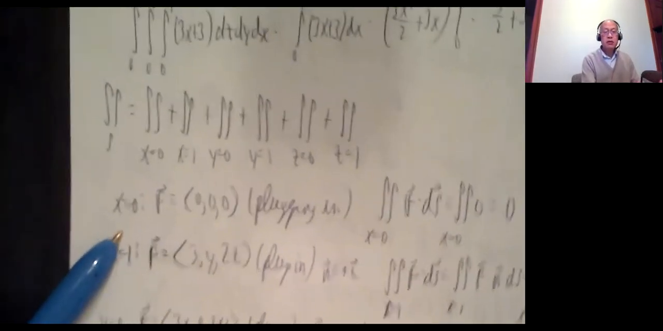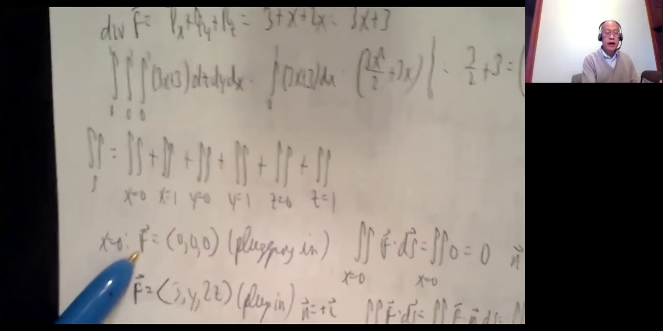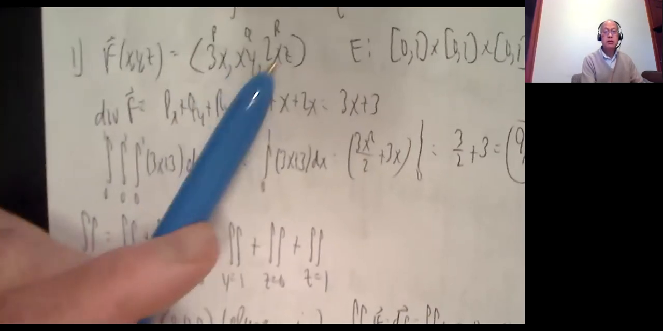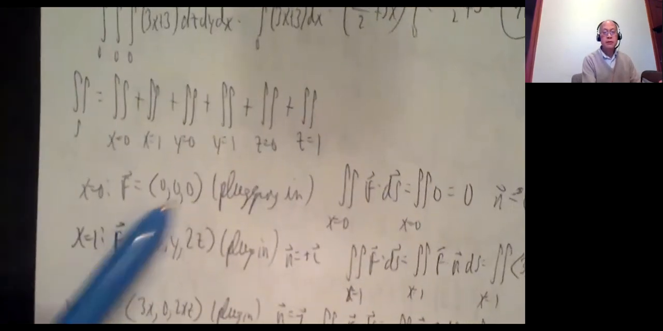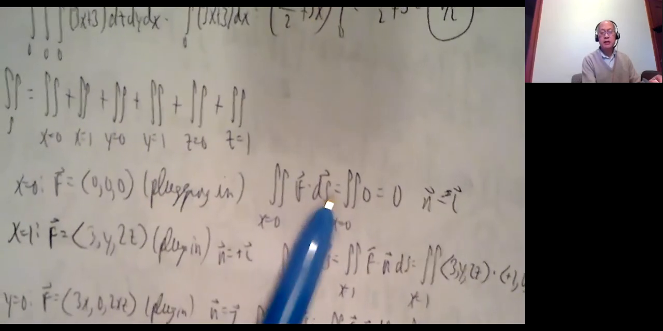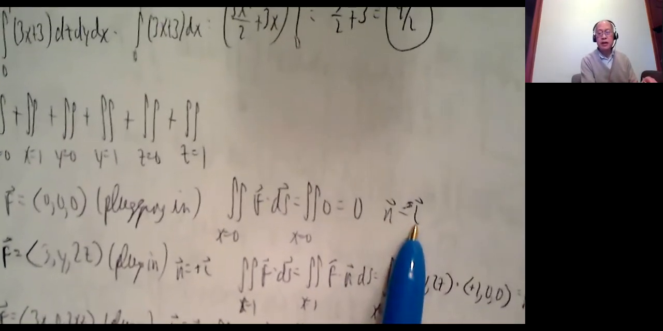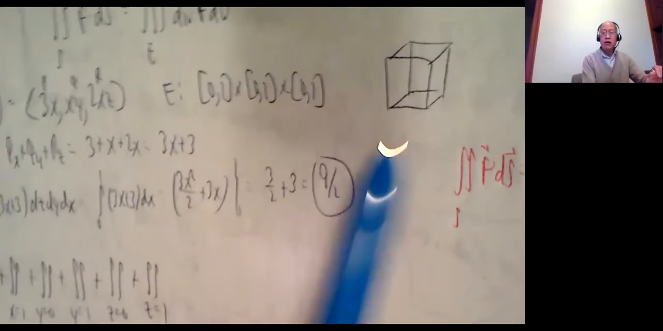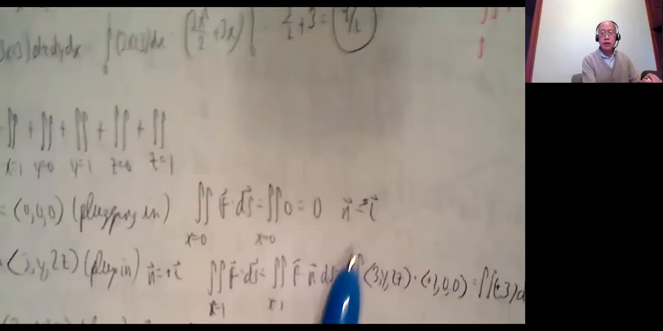Okay, x equals 0. Well, f is, if I plug in x equals 0, 0, 0, 0. Nice. So f dot ds is 0. Just so you know, the normal vector is negative i. For the back, x equals 0, that's the back. Positive is outward, so the outward vector is negative i.